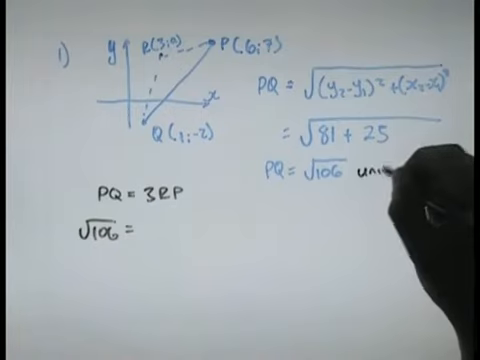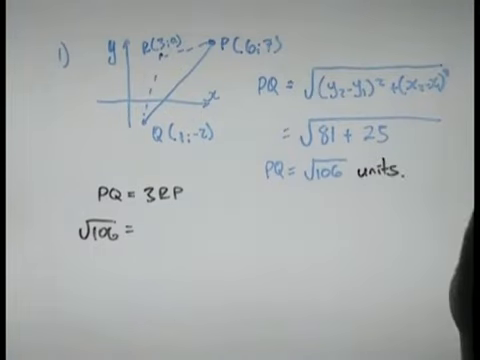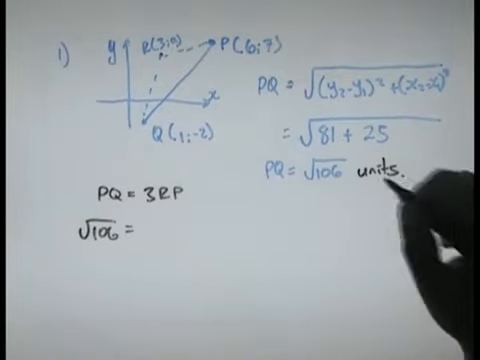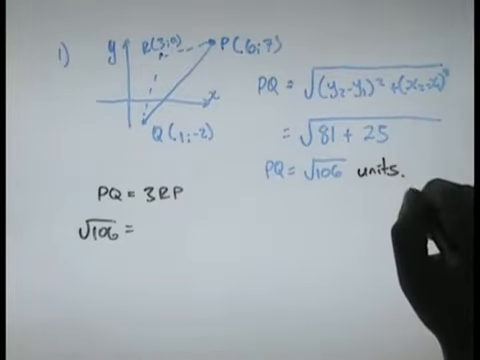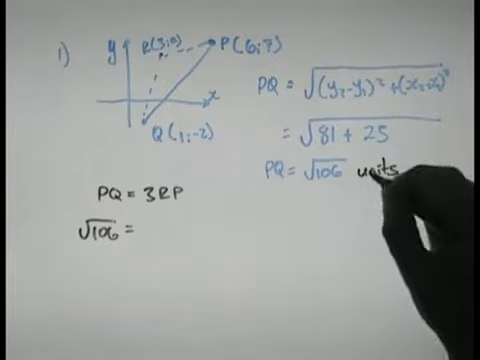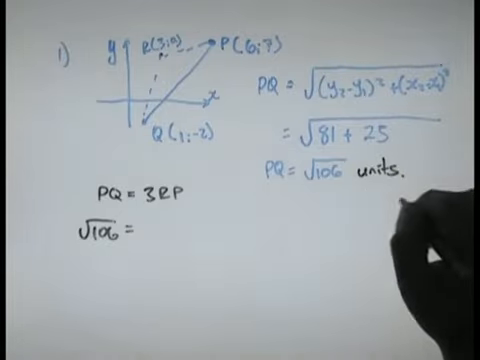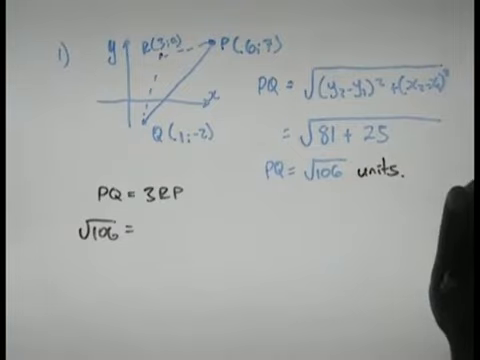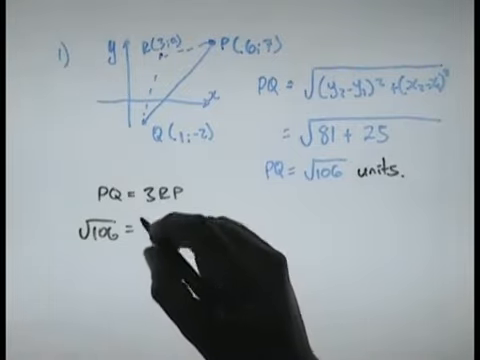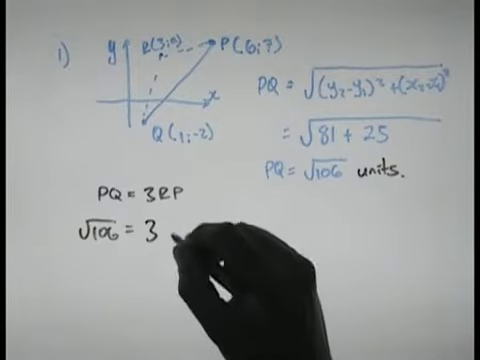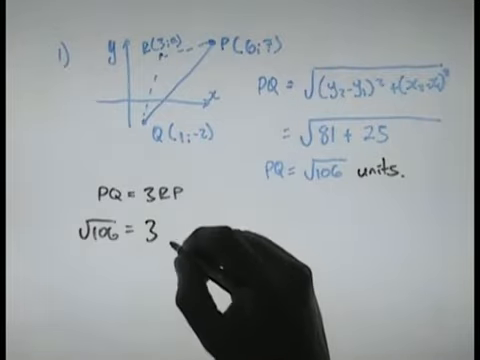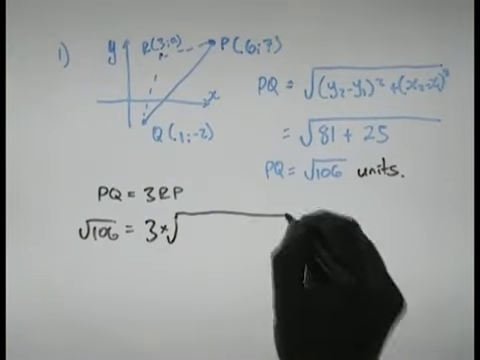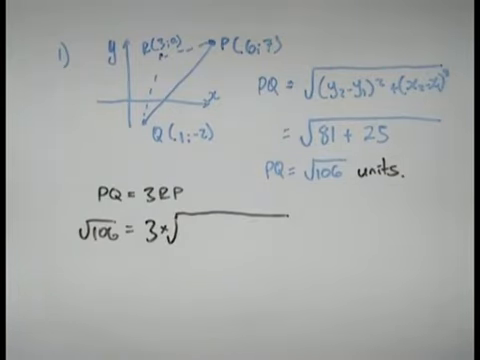PQ we know is root 106 units. Keep in mind always to say units when we are working with analytical geometry. If we are looking for distances, we use units, unless we have been given units, for example centimeters or whatever. So PQ is equal to root 106 units, which is equal to 3 times RP. To get the distance RP, we're going to have to use again the distance formula.